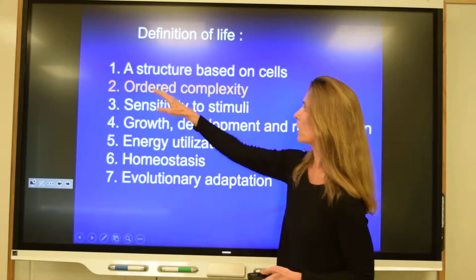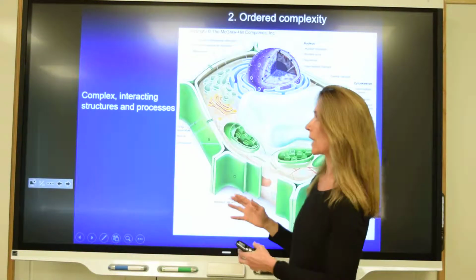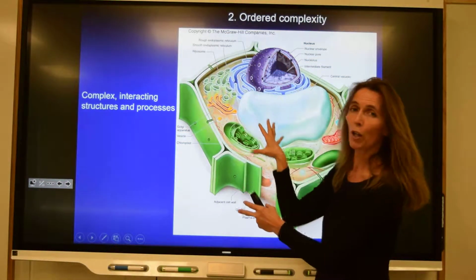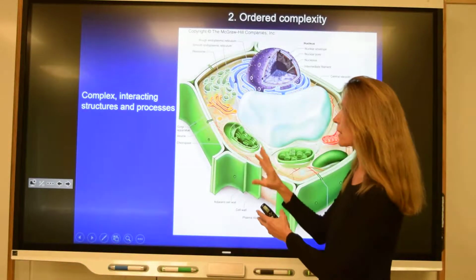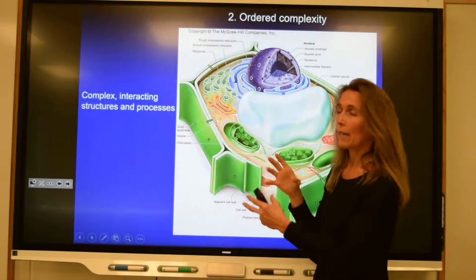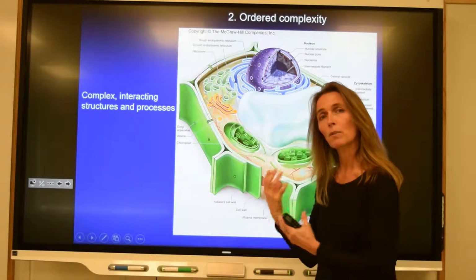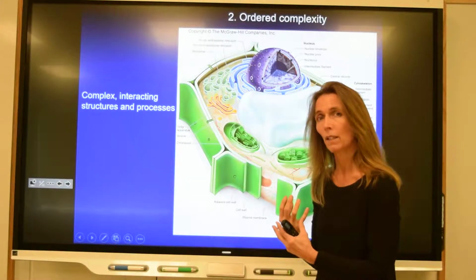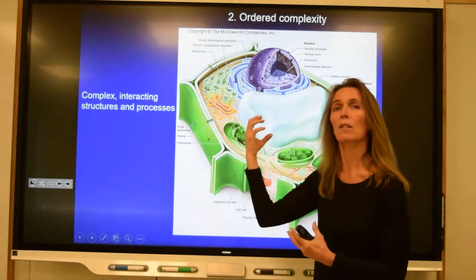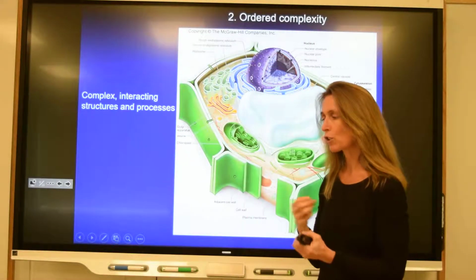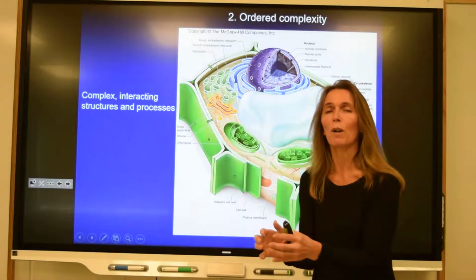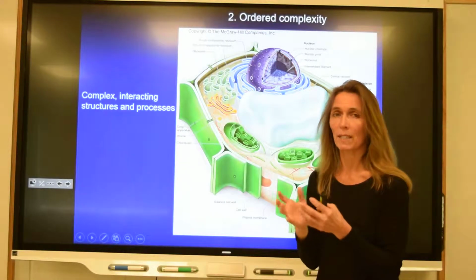The second one is an ordered complexity. So if you look at these cells, there are all these different organelles, and we will learn a lot about those organelles throughout this lecture series. And these organelles work with each other, making the cell within this organism function properly. And this complexity, this ordered complexity, is another criterion for life. If you just put some organelles into a compartment that is surrounded by a membrane, that is not defined as life.